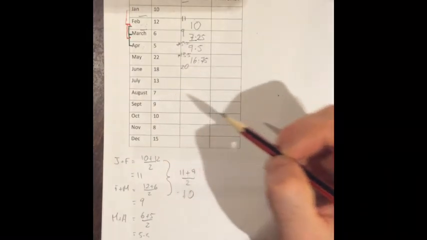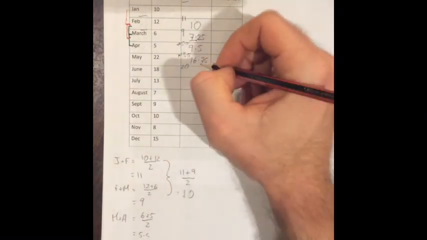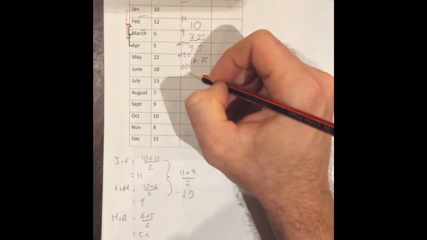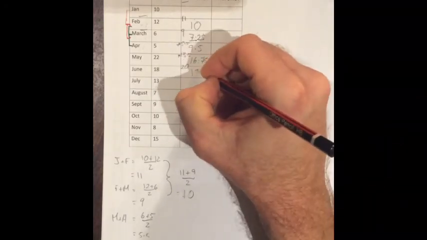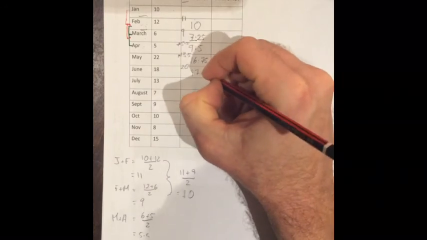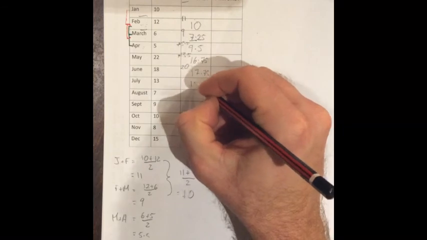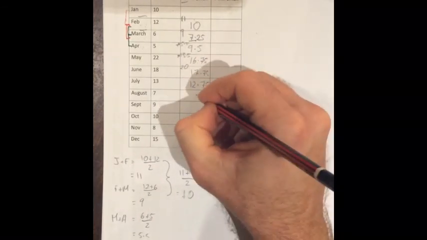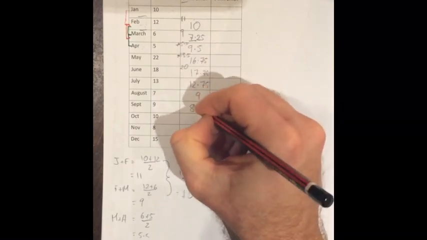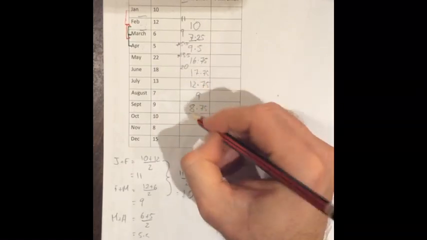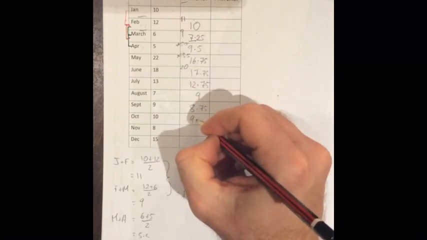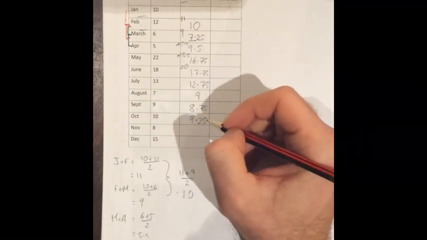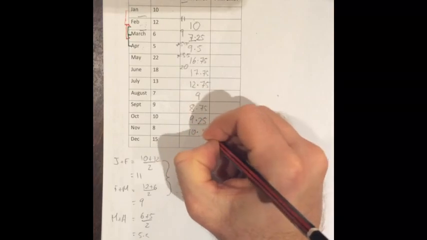Okay, now we've got those done, we will skip through a few of these already. Hopefully you've got enough info there. So for June, 17.75, 12.75, 9, 8.75, 9.25, and 10.25.